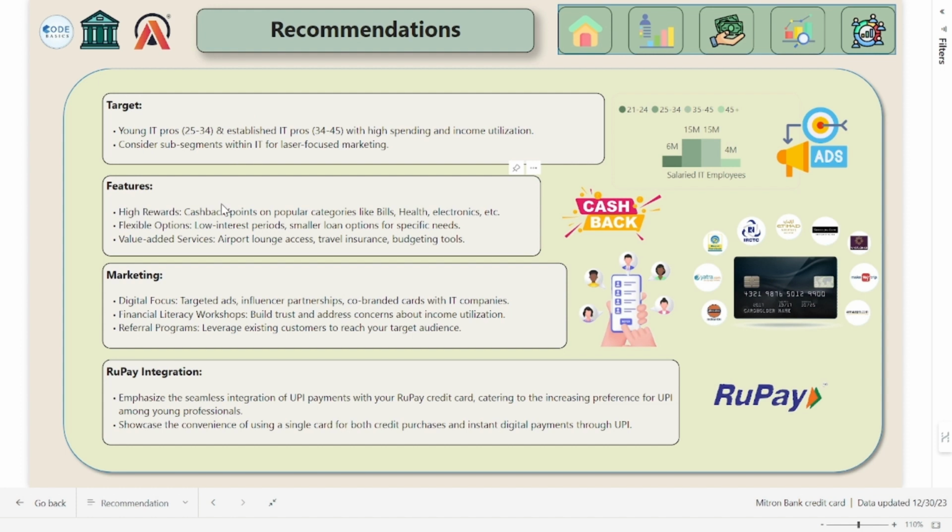Core features. Our recommended credit card features are high rewards, offering cashback or points on bills, health, electronics and more. Flexible options, giving a low interest period and small loans for specific needs. Value added services, providing airport lounge access, travel insurance and budgeting tools.